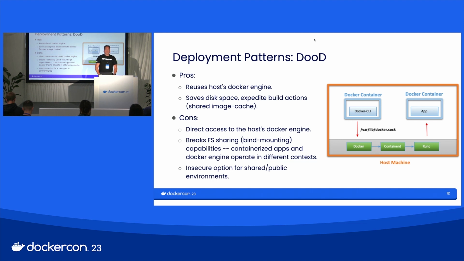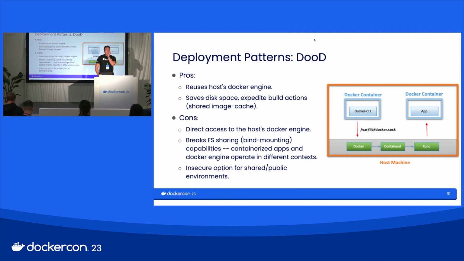So what are the pros of Docker out of Docker? Well, within the context of functionality, the fact that it uses the host Docker engine is convenient because it saves disk space. It expedites the build actions because you're relying on a shared place where all the images are going, and you are not relying on every single container pulling images. So it's natural to think that things are faster and more efficient. But there's a big cons there.